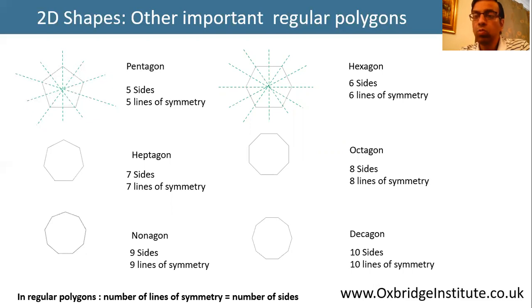Let's go back to triangles. A regular triangle is also known as an equilateral triangle, which has all sides equal. And if you remember, it had 3 lines of symmetry. Similarly, a square, which is essentially a regular quadrilateral, has 4 lines of symmetry. And a pentagon has 5, hexagon has 6, and so on. So in regular polygons, the number of sides is equal to the number of lines of symmetry.